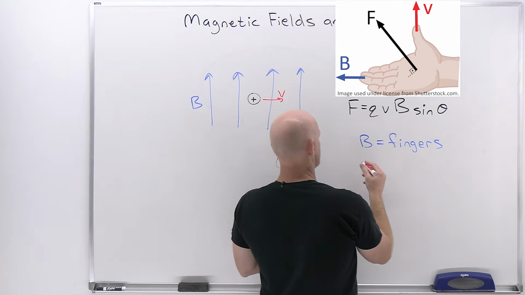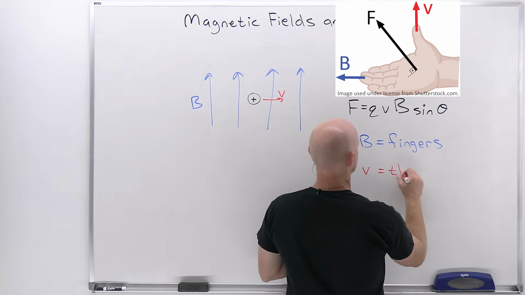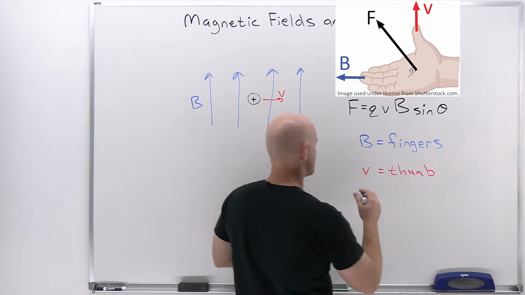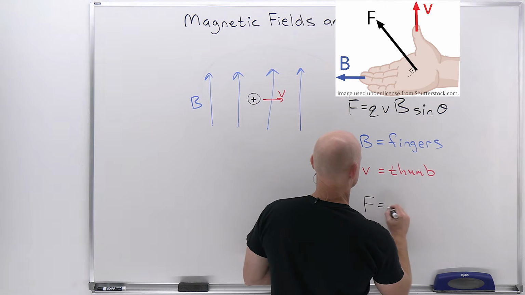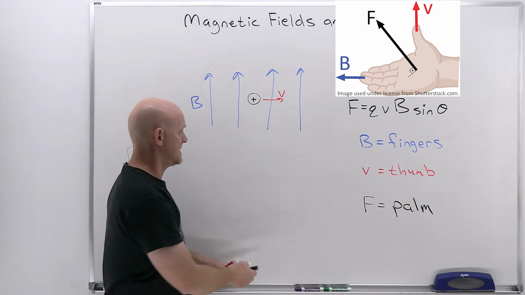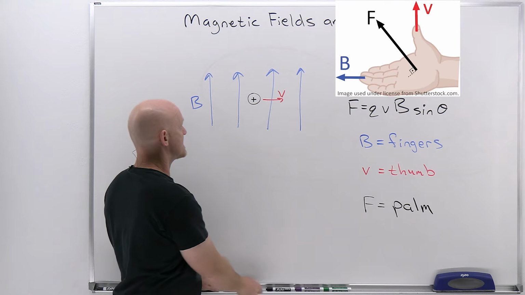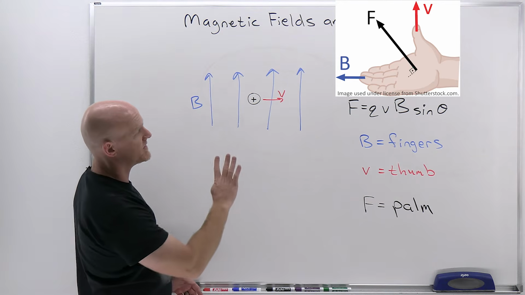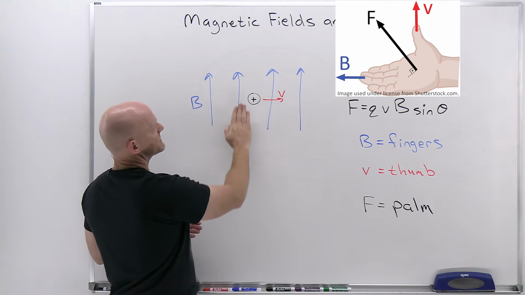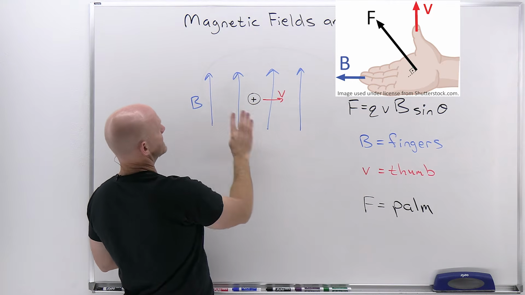You're going to line up your thumb with the velocity, and then the force is going to come out of your palm. So let's see how this works with this particular example. In this case, you want to point your fingers in the direction of the magnetic field. So they're pointing straight up, where the magnetic field points.